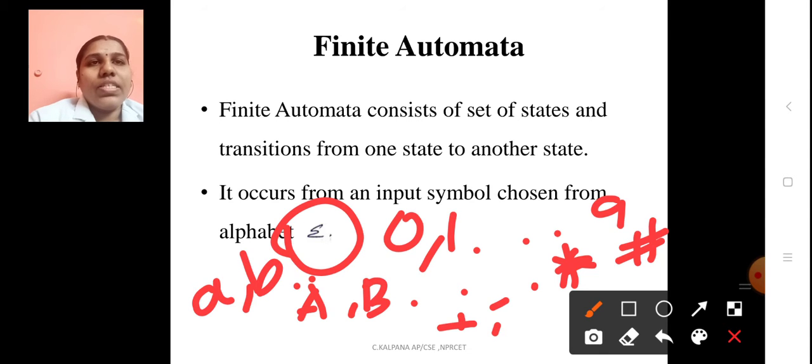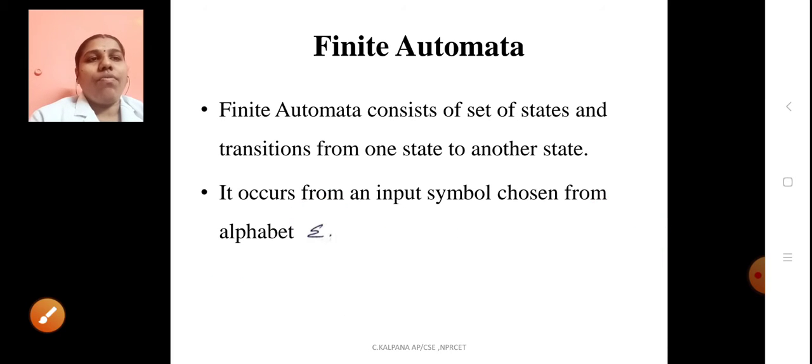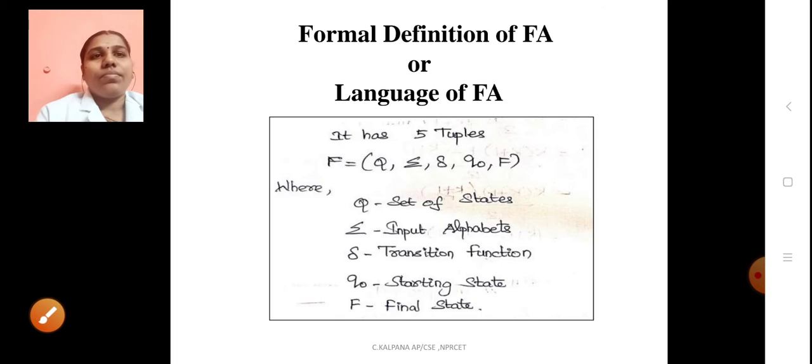So each and every automata has input symbols. It may be either 0, 1 or up to 9. It may be numbers, or it may be a lowercase letter, or it may be an uppercase letter, or it may be special characters. This is the concept of finite automata.